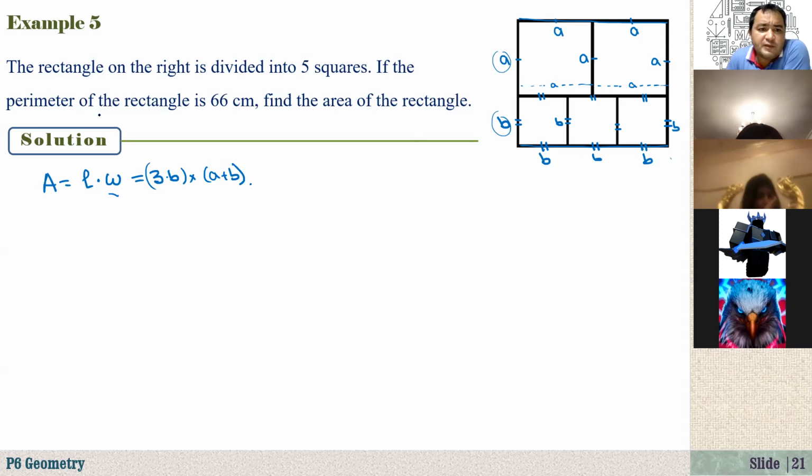Now, what is given here? The perimeter of the rectangle is 66. Now how do you find the perimeter of the rectangle? The sum of the boundary, right? The length of the boundary. So starting from here, this side is 3b, and this side is a plus b. And this side is 2a, and this side is also a plus b. How many a's do we have? 4 a's. How many b's do we have? We have 5 b's.